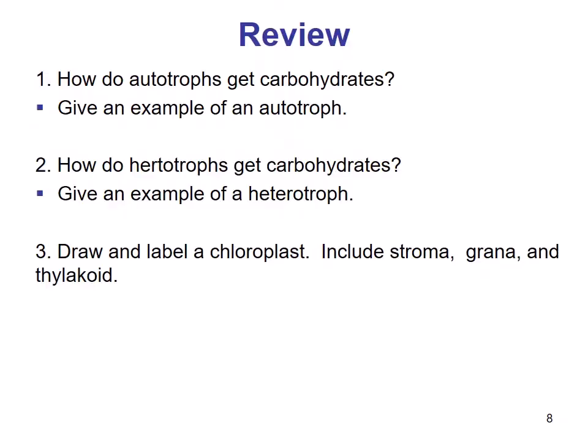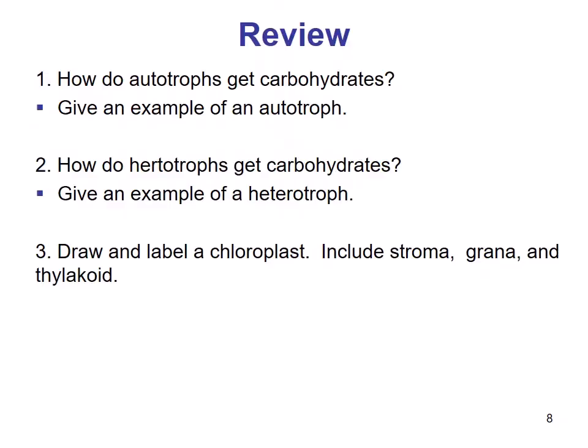Then how do heterotrophs get their carbohydrates? And give me an example of a heterotroph. Remember, heterotrophs have to have preformed organic molecules, so heterotrophs could either ingest them or absorb them depending on the types. Examples of heterotrophs include dogs, humans, or a cow. Those are all heterotrophs. Also fungi and some protists as well.